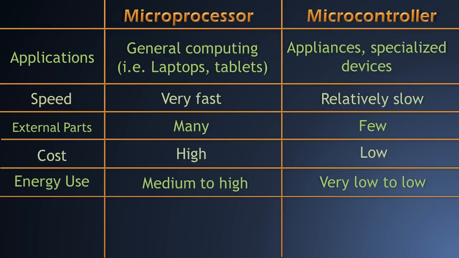Energy use. Processors, again, are really powerful. They take tons of energy. Tons, comparing it to the microcontroller, which just sips energy. At least most of them. This is just a general statement about microcontrollers and microprocessors.